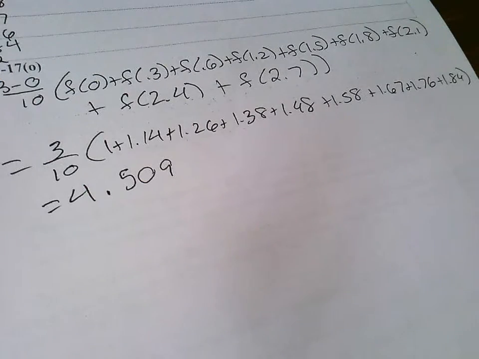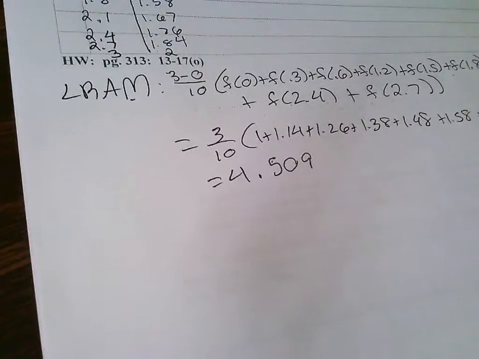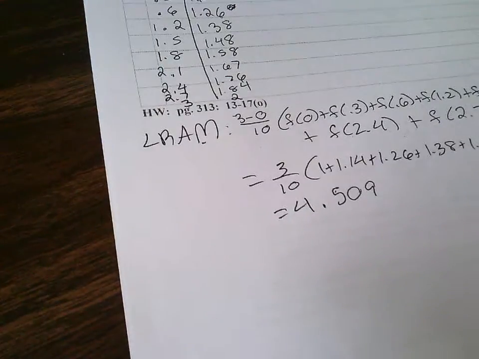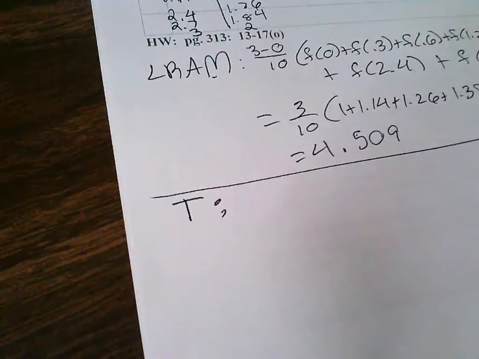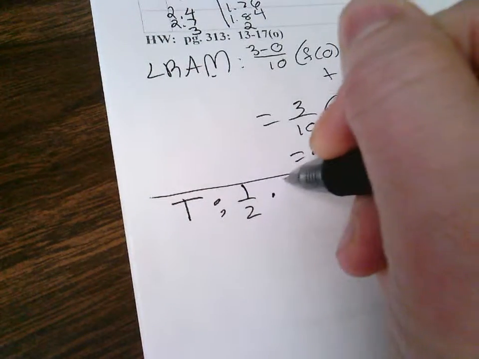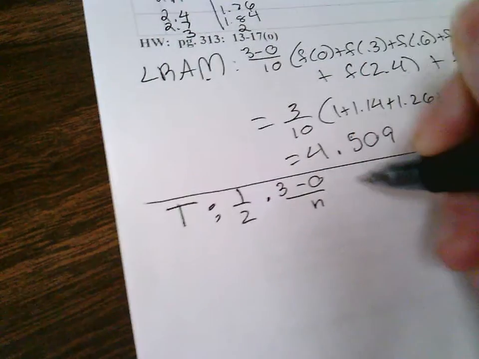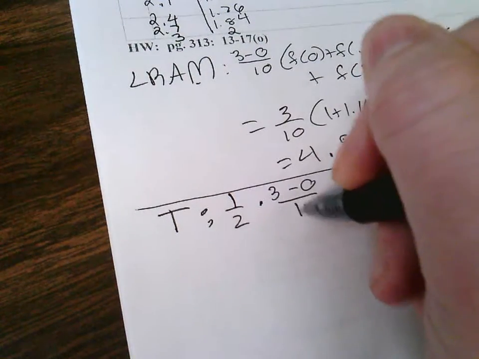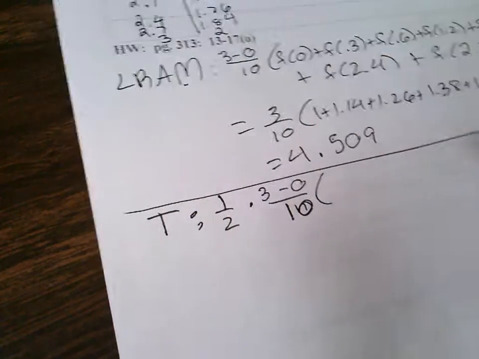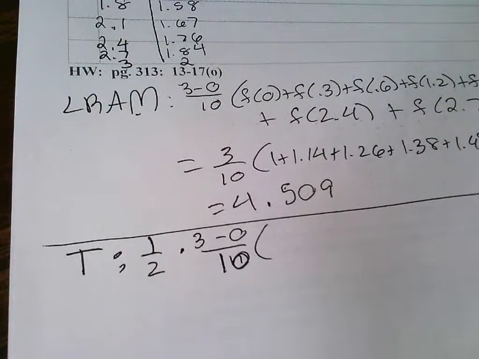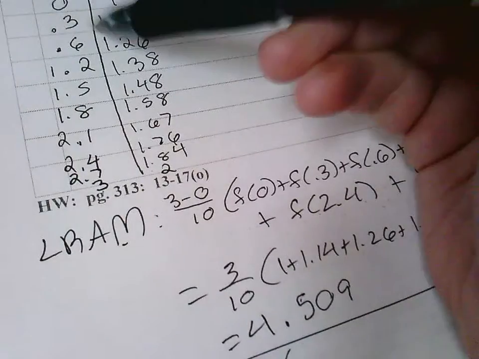Okay, trapezoidal rule. So this is 1/2 times b minus a over n, where n is 10. In the trapezoidal rule, the first and the last are just f of x, and in between everything's multiplied by 2. So you're using all of these numbers.